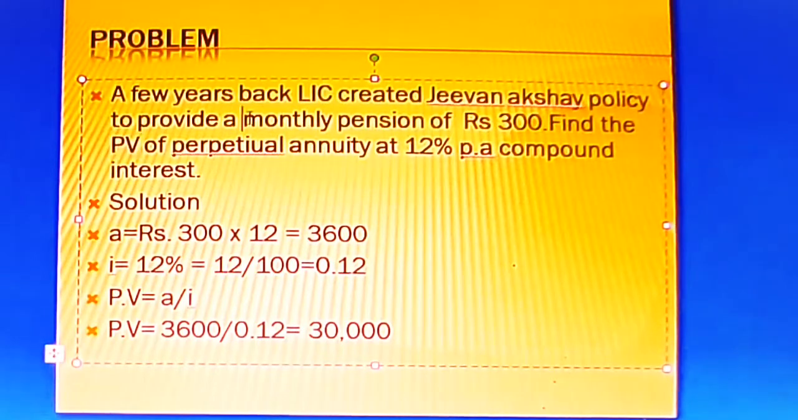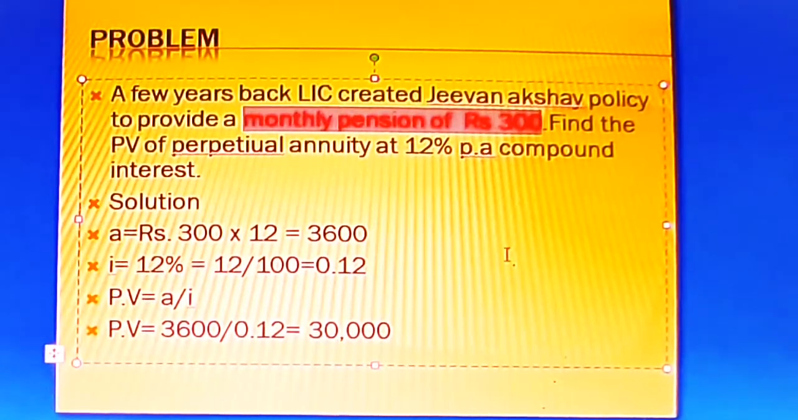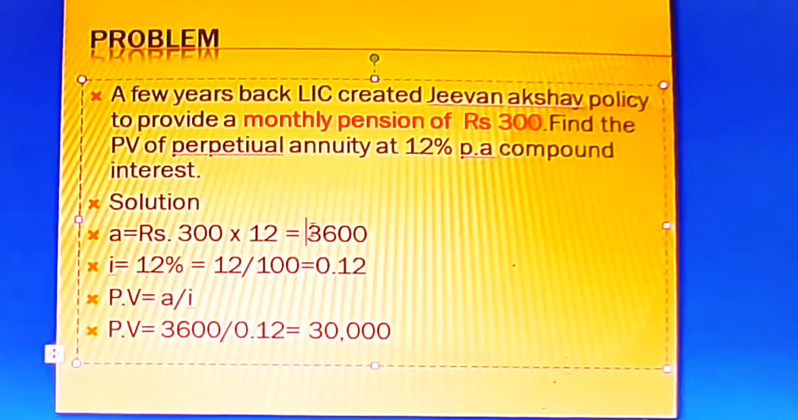So provide a monthly pension of rupees 300. Okay, small a is 300, but it's a monthly pension. You have to multiply by 12. So your small a will be 3,600. I, they have given in terms of per annum, it is 12%. So you have to divide 12 by 100, which will give you 0.12.